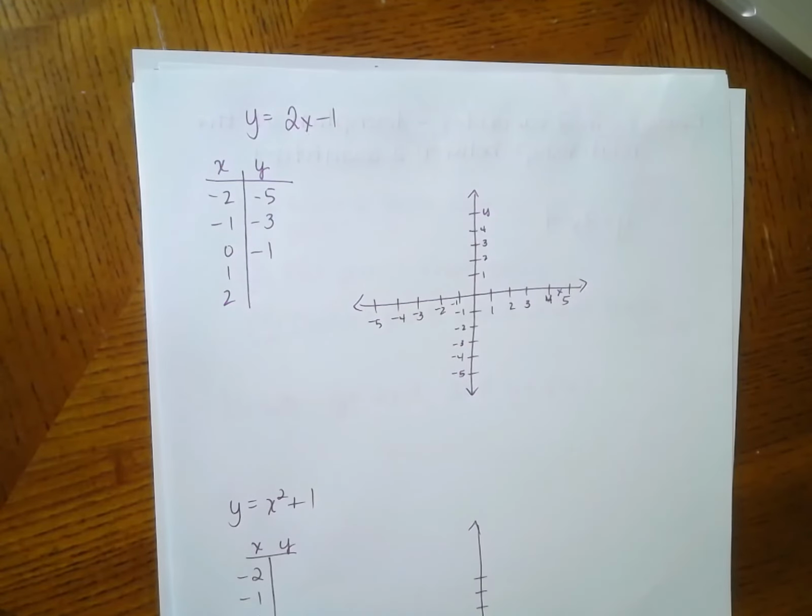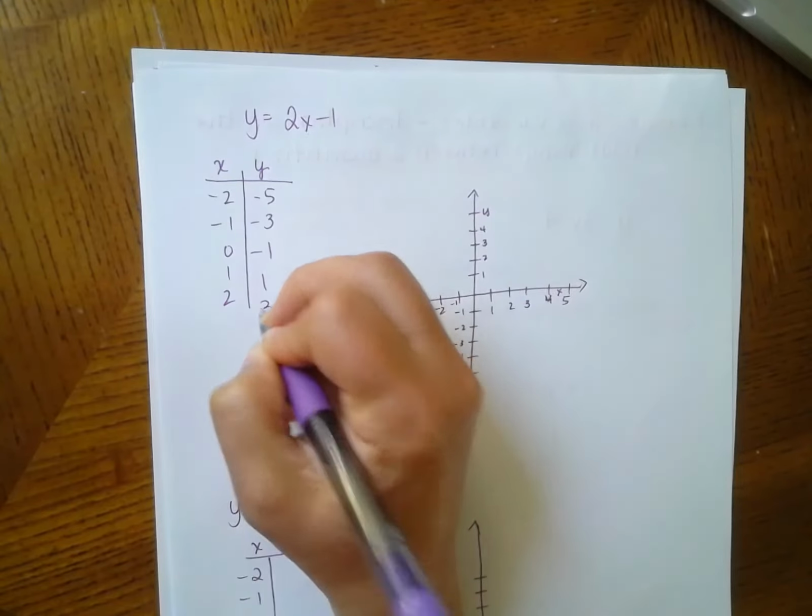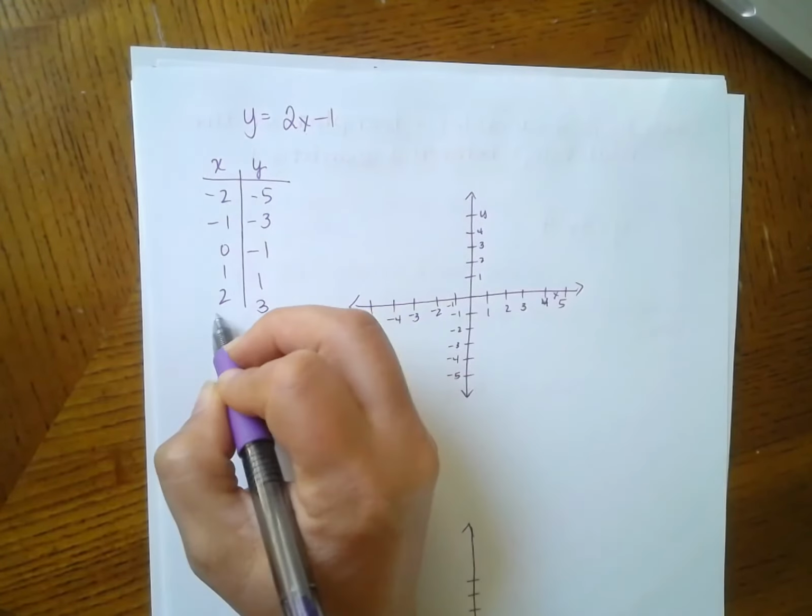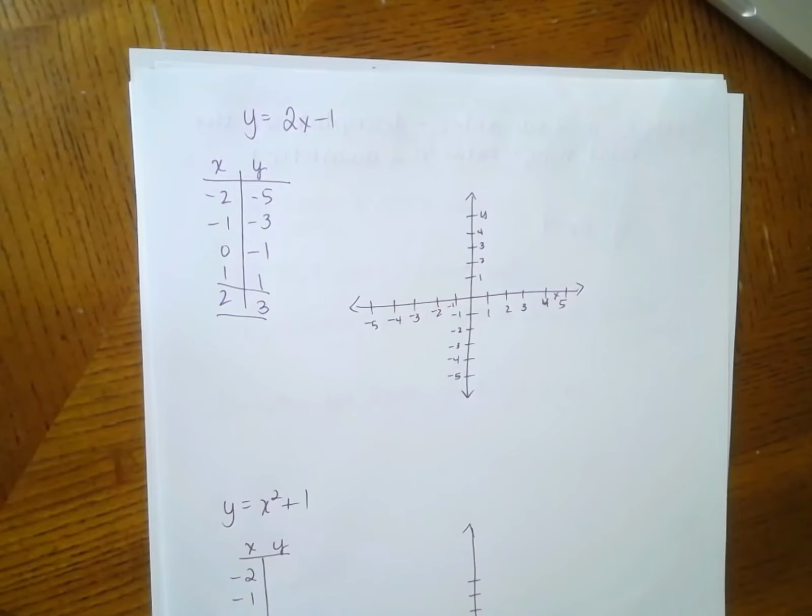I plug in x is 1, and I get 2 times 1, which is 2, minus 1 gives me 1. And then I plug in 2 as my last one. 2 times 2 is 4, minus 1 is 3. Oops, I've got them a little bit off, but they're at the end. So now I'm going to plot each one of these.